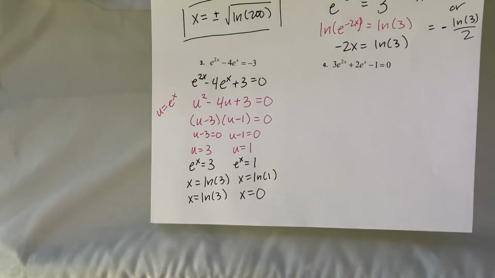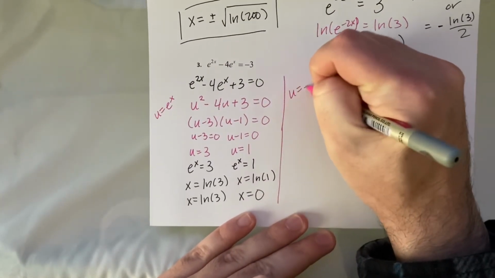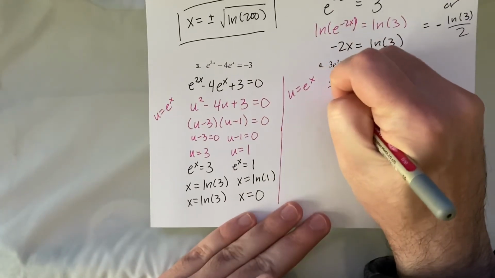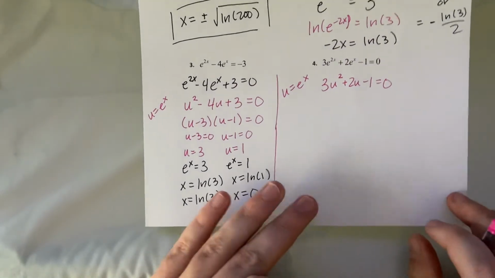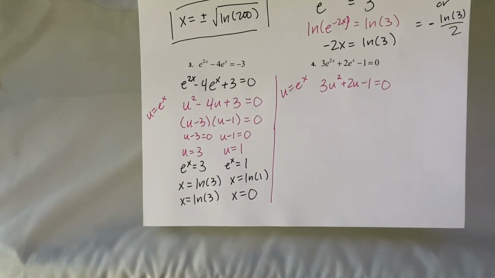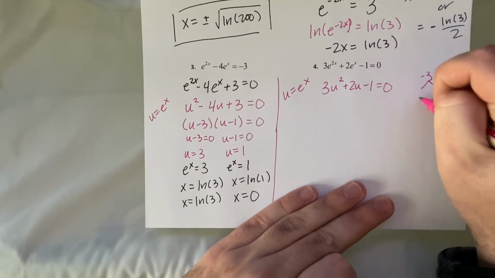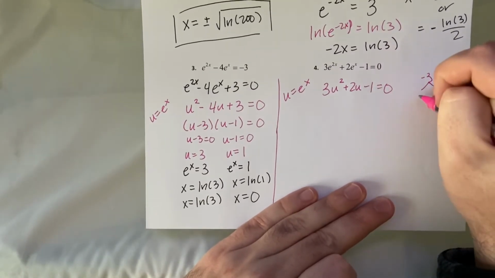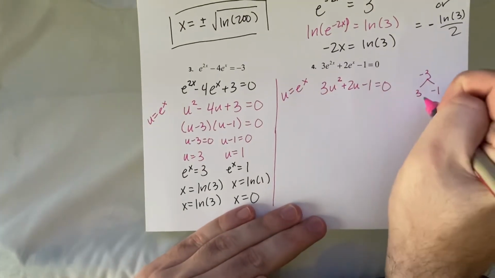Another one of these, 3e to the 2x plus 2e to the x minus 1. Again, we'll let u equal e to the x. This is 3u squared plus 2u minus 1 equals 0. And we factor this. So we're looking for factors of 3 times negative 1, which is negative 3, that add to 2. Well, it shouldn't be that hard.